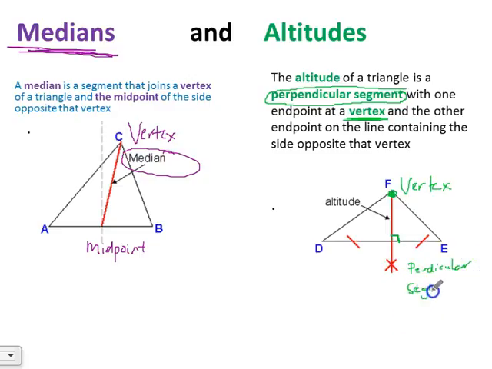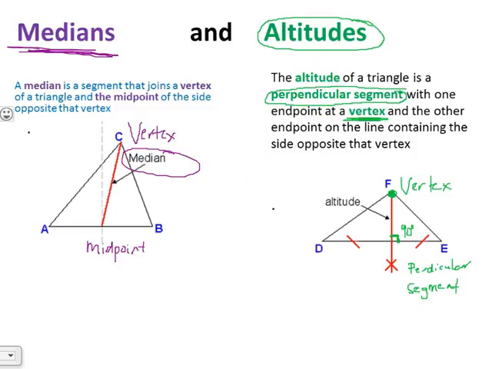So here we have a perpendicular segment. Perpendicular means that we intersect at a right angle. We start at the vertex, and then we have to intersect the opposite side at a right angle, a 90-degree angle, a perpendicular segment with the side opposite the vertex. So that is an altitude.